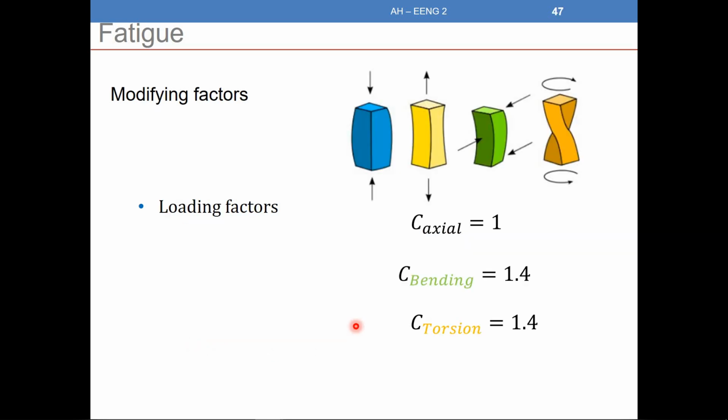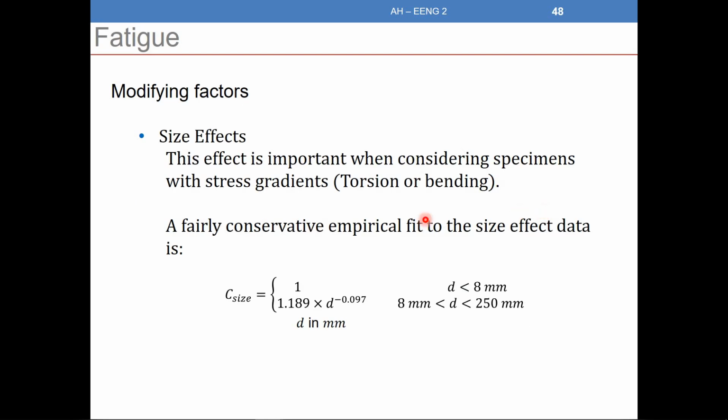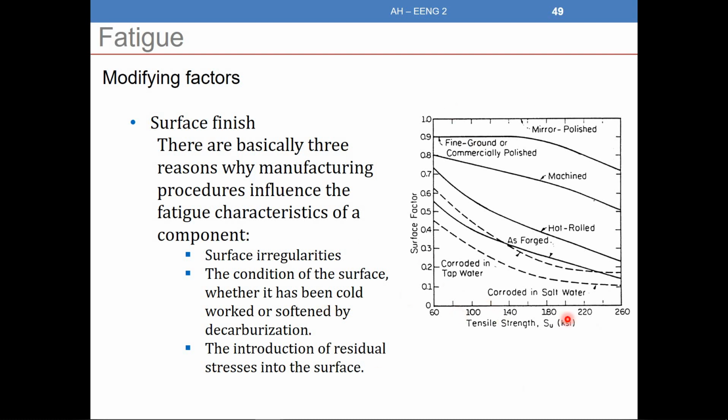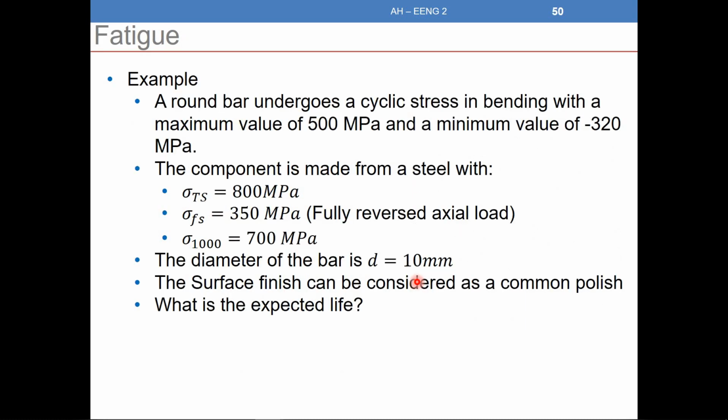But just to understand, according to the load, if I have an axial load, it will be different than if I have a bending load or a torsional load. For the size also, if the specimen is less than 8 millimeters, it will be different than if it is greater than 8 millimeters. So we need to multiply by a factor in order to find the fatigue limit. And we have some graphs here to show us the difference between different types of surface finish. If I have mirror polished, or corroded, or machined, these also have different surface factors. As I said, we just need to understand that we have the modifying factors.